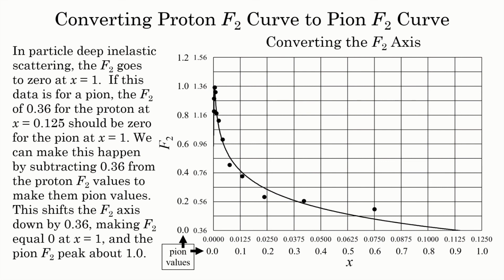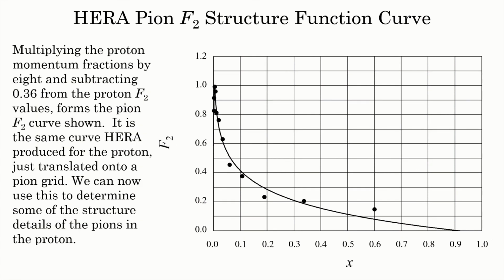Applying this conversion to all the proton F2 values between x equals 0 and 0.125 just shifts the proton F2 curve down by 0.36. It is the same as subtracting 0.36 from the values of the F2 axis graduations on the proton F2 graph, as shown. Again, the placement of the points on the graph does not change, only the scale of the F2 axis of the graph. The resulting HERA pion F2 curve is shown.